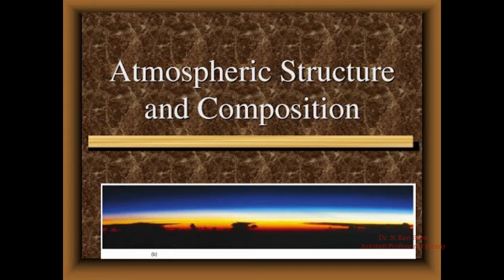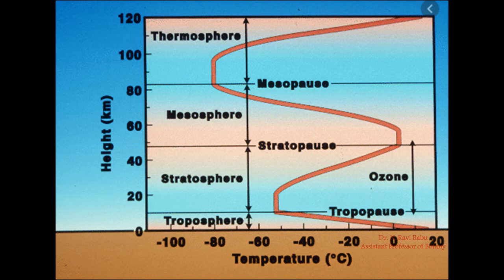Let's continue our discussion with the mesosphere, the leftover part of the structure and composition of the atmosphere, my dear friends. Very little to deal with the mesosphere. Basically, it is the third layer of the atmosphere, spreading over the stratosphere, and it extends up to a height of 80 kilometers.